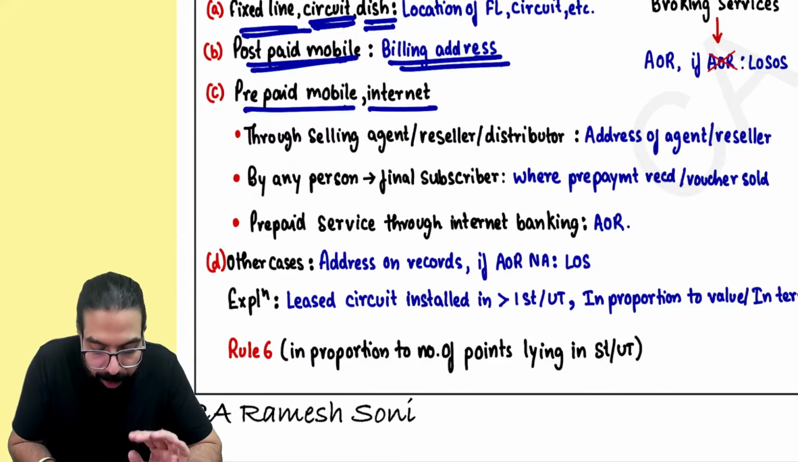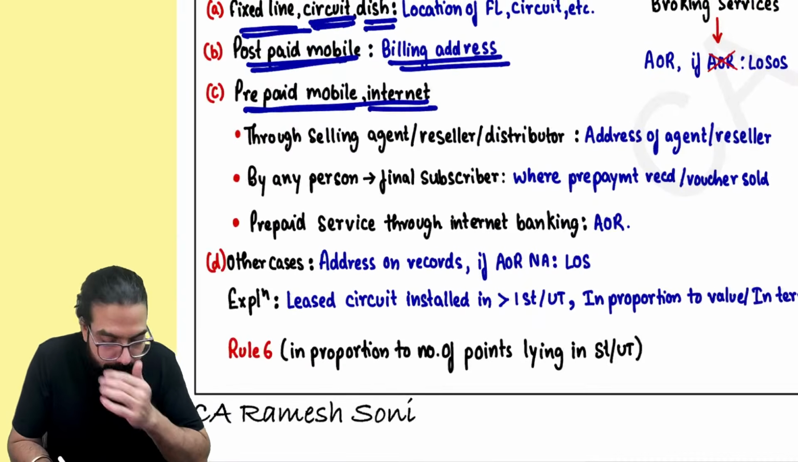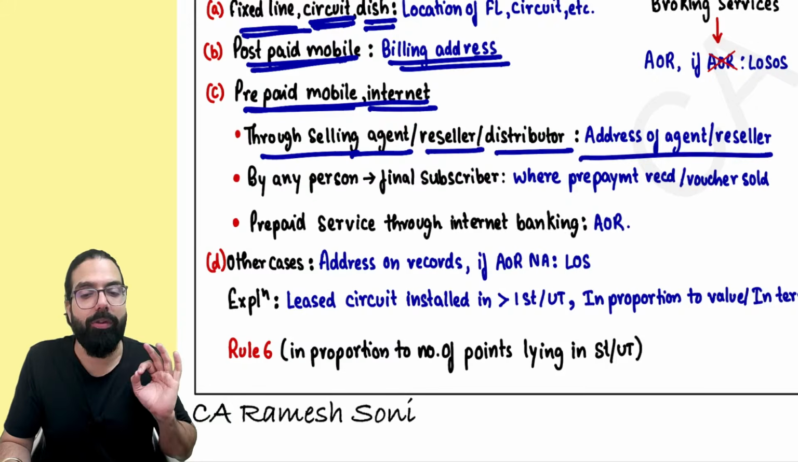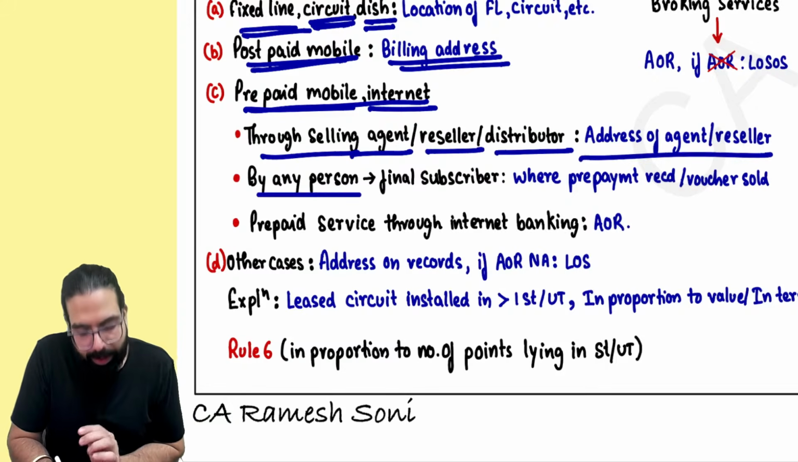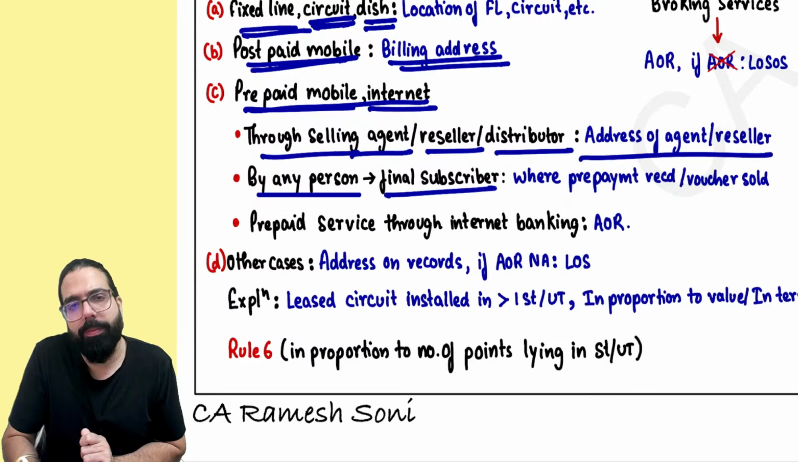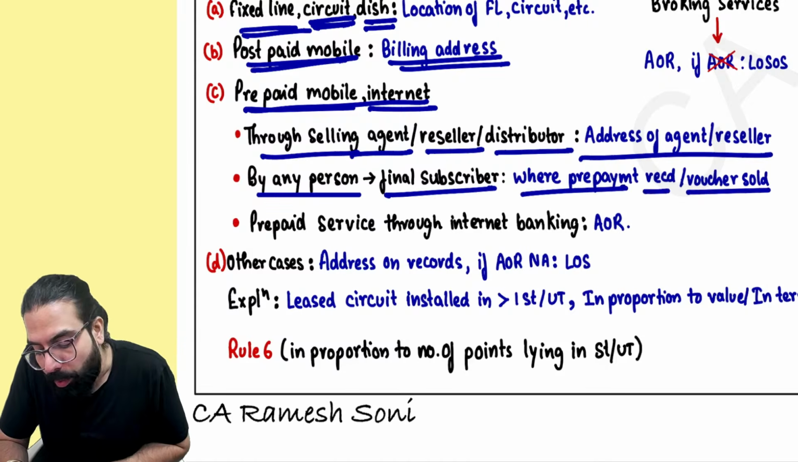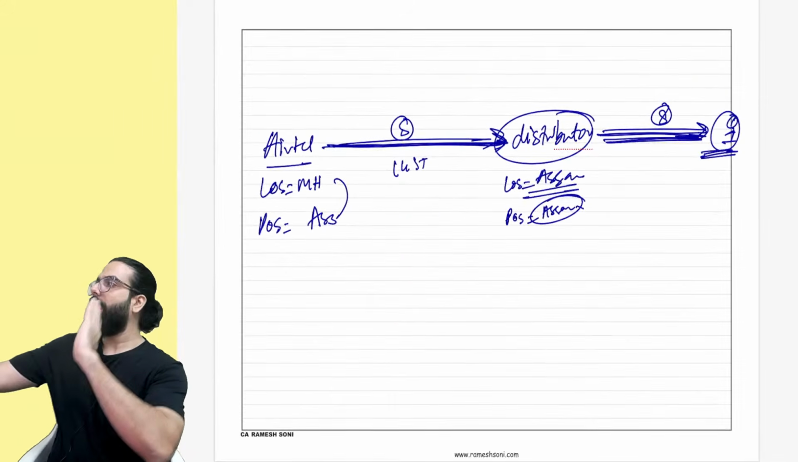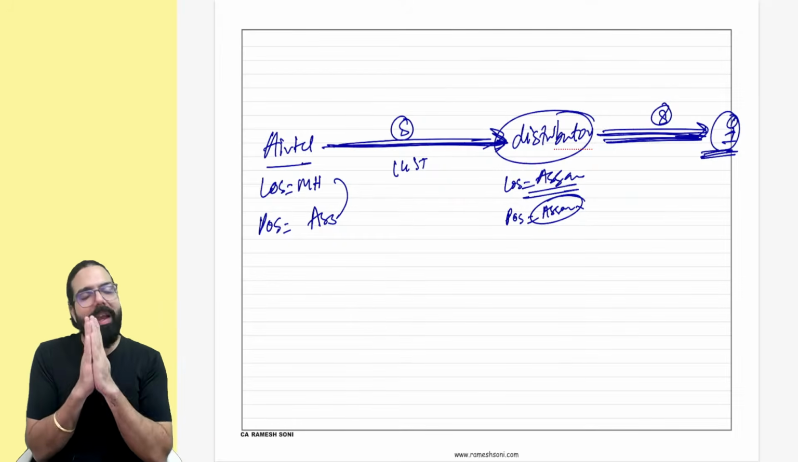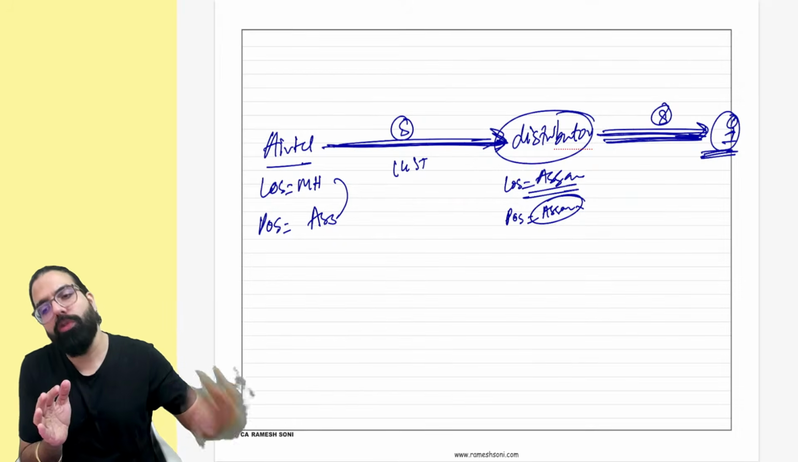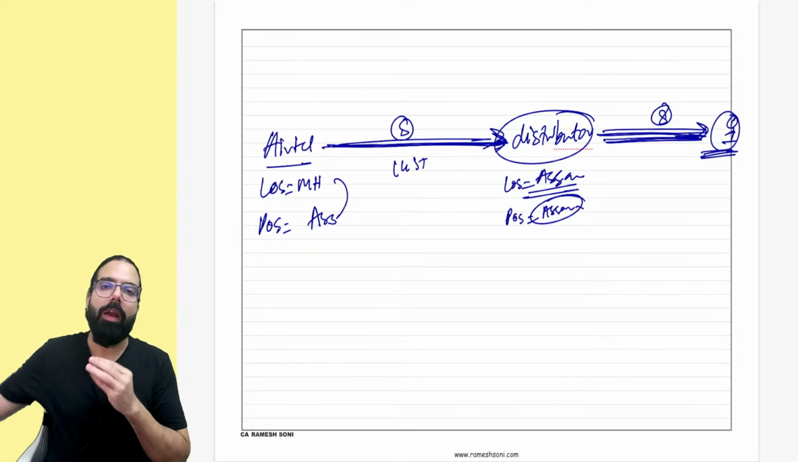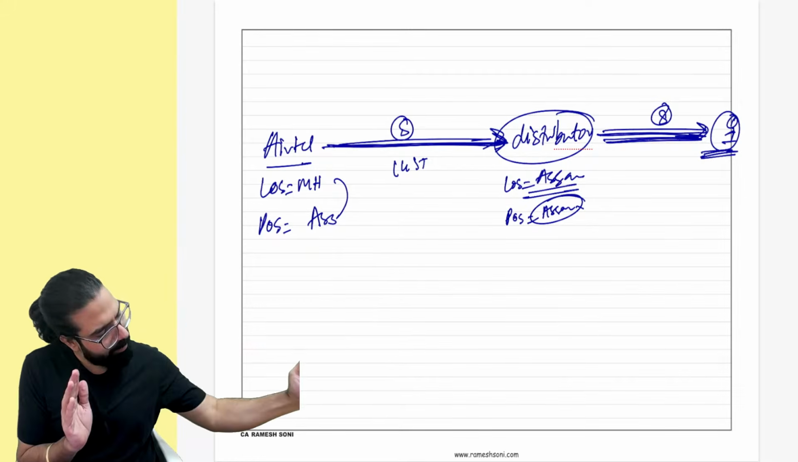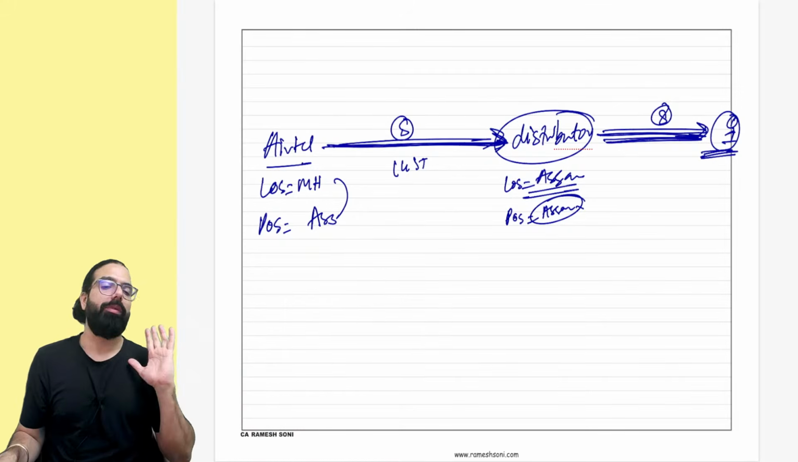Everyone see. If a mobile connection or internet connection is given through a selling agent, reseller or distributor, please take the address of the distributor. If the distributor is selling to the final subscriber, the place of supply is where the payment is received or the voucher is sold. Where was it sold? Assam. So the place of supply is Assam. Airtel sold it to me, so my address has to be taken. When I sell to the final subscriber, where I am selling, that is the place of supply.